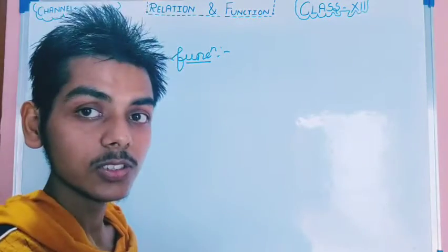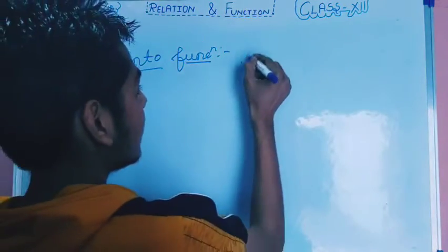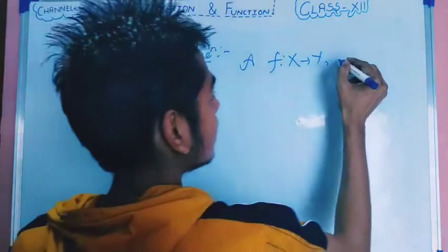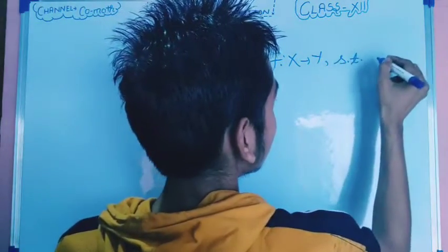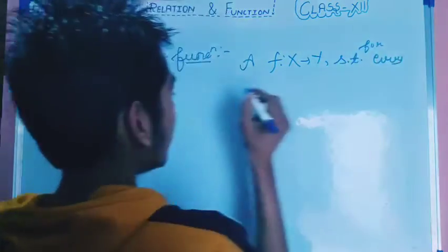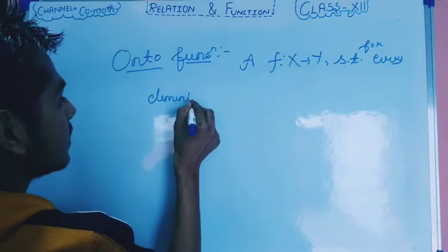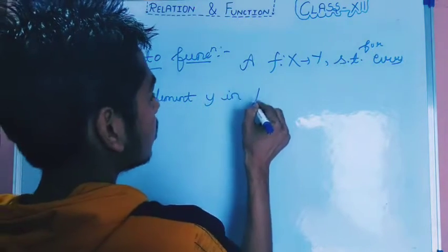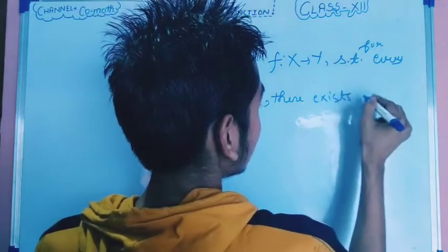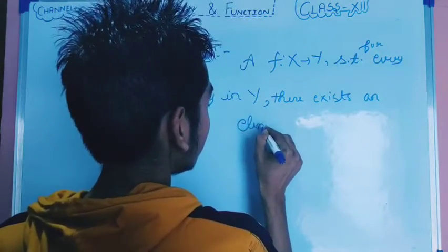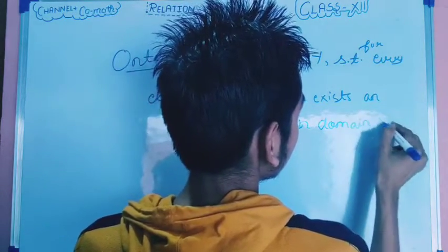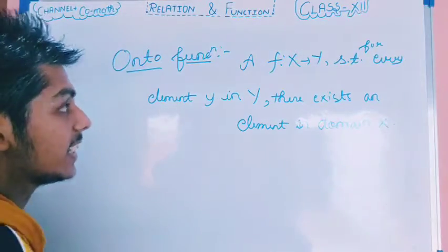So, let us see. A function from set x to set y is onto such that for every element y in codomain y, there exists an element in domain x. Let us see another example.